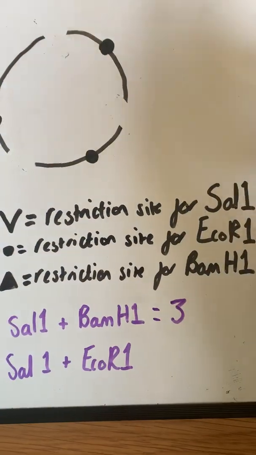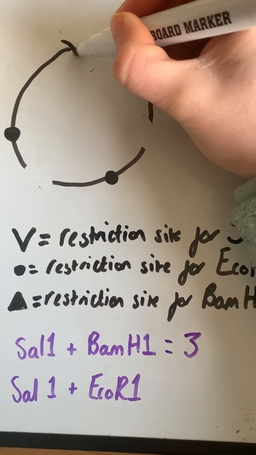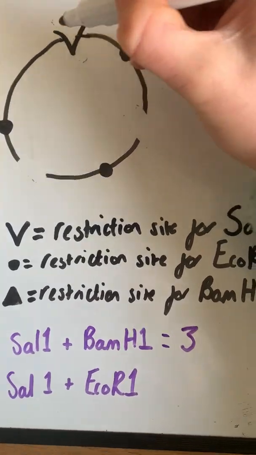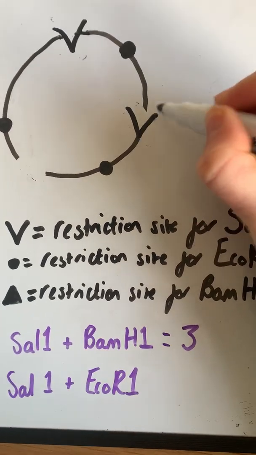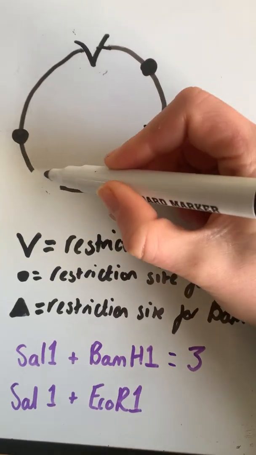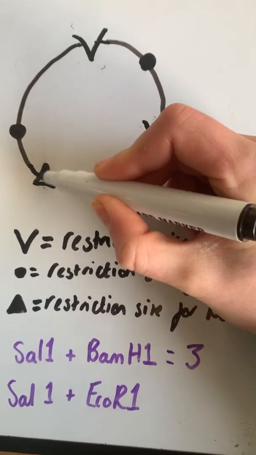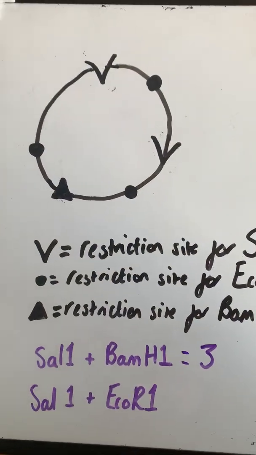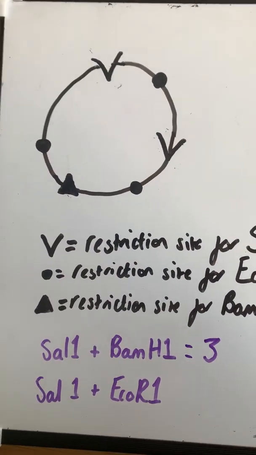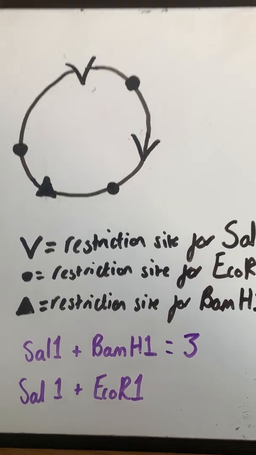Now, what I'm going to do is quickly redraw the entire plasmid with the restriction sites in. So anywhere there was a restriction site for SalI, I'm just going to re-add that. That's the V's. And then I'm going to re-add the triangle as well, so that we've got the plasmid as it was. Right. The next combination that we're looking at is SalI and EcoRI.